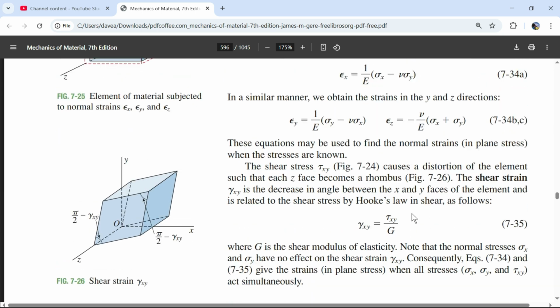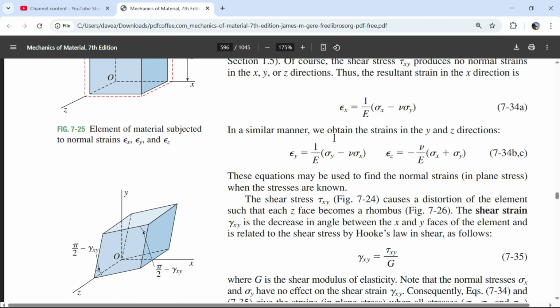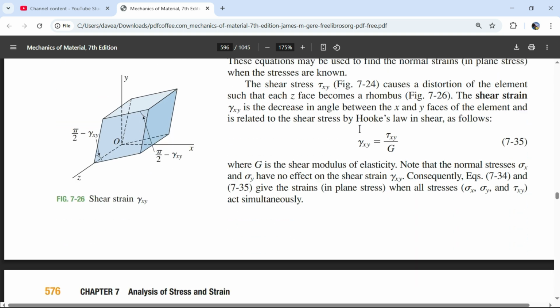Yeah, that's the other thing. It's like, hey, we're talking about strain. This is normal strain, and this is shear strain. Even though there are two different types of strain, they're both called strain. So consequently, both those strain equations give the strains in plane stress about the xy plane when all stresses are given, or will act simultaneously. So you have sigma x, sigma y, and the strain.